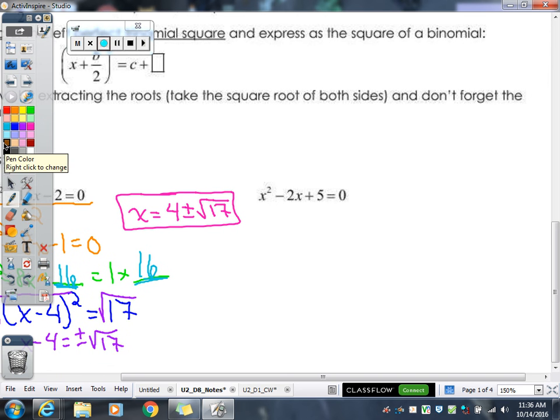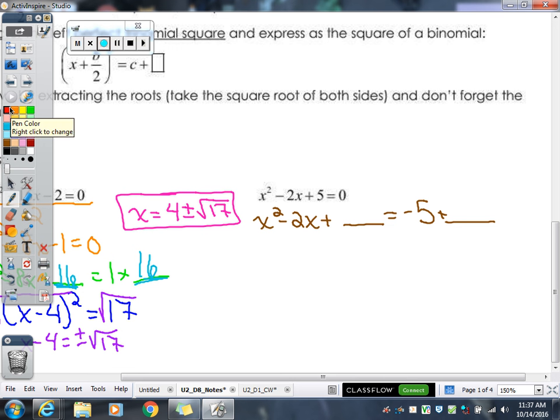All right, so let's try our next example there. Already have an a of 1. So what I'm going to do is take my 5 and subtract it over. So I get x squared minus 2x, and I'm going to put a space, minus 5 and then plus a space. So now we have to figure out what we are going to put on the line.